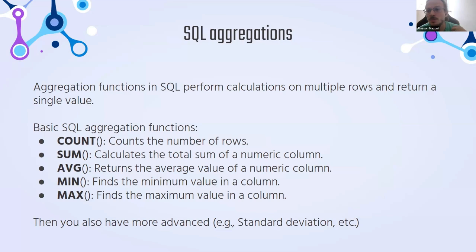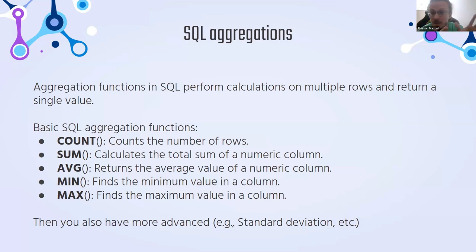Min and max return the minimum value and the maximum value of a certain column. And of course, these all apply to an aggregation. They apply to a collection, a sub-collection of rows from within a table, and which portion you define by the aggregation. And I will show you.